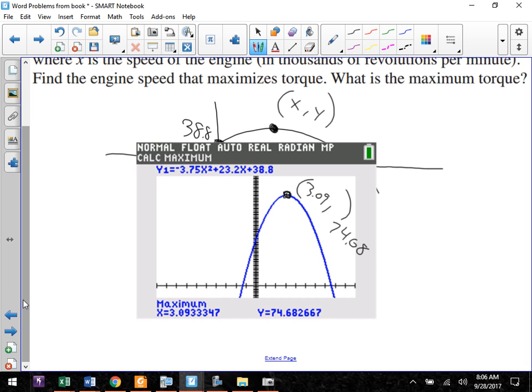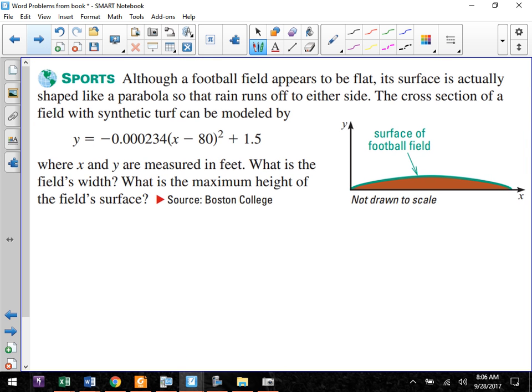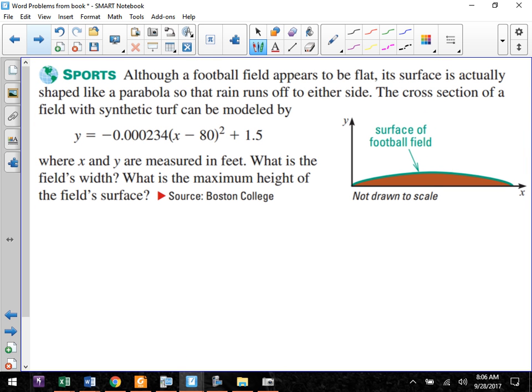All right, let's go to the next one. Although a football field appears to be flat, its surface is actually shaped like a parabola, so that rain runs off to either side. It's called a crown.